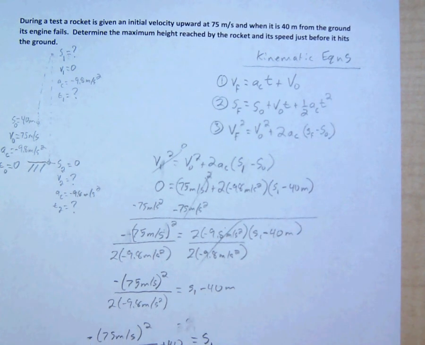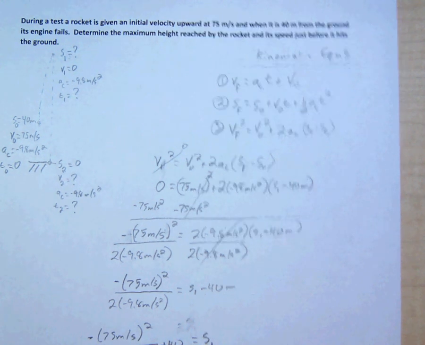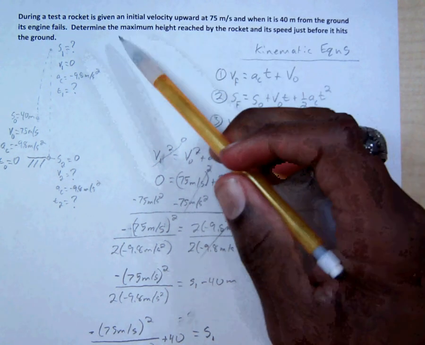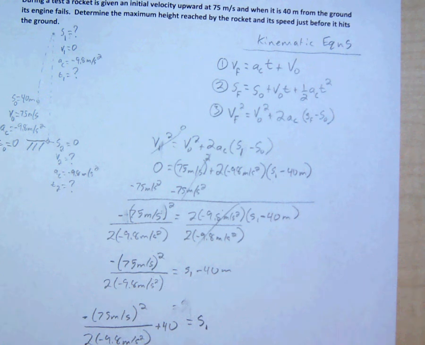And once you evaluate that, you should get that your position at point 1 is 327 meters. Okay, so I'm going to stop right now, and in my next video we'll go ahead and do the next part of this problem.